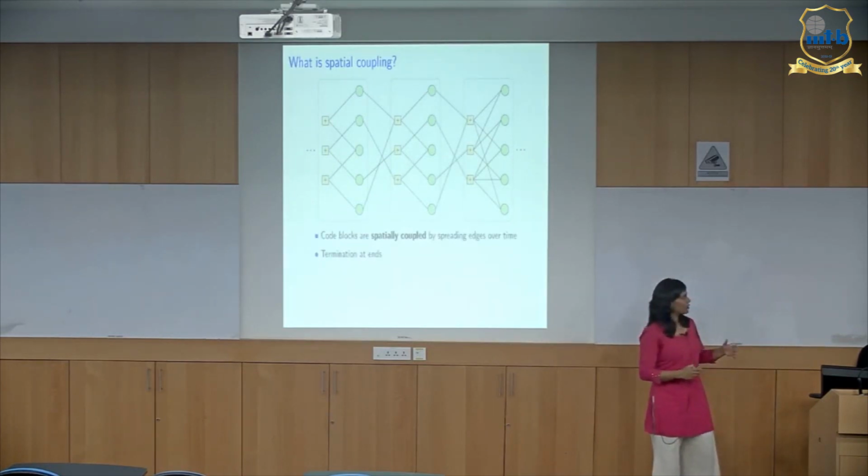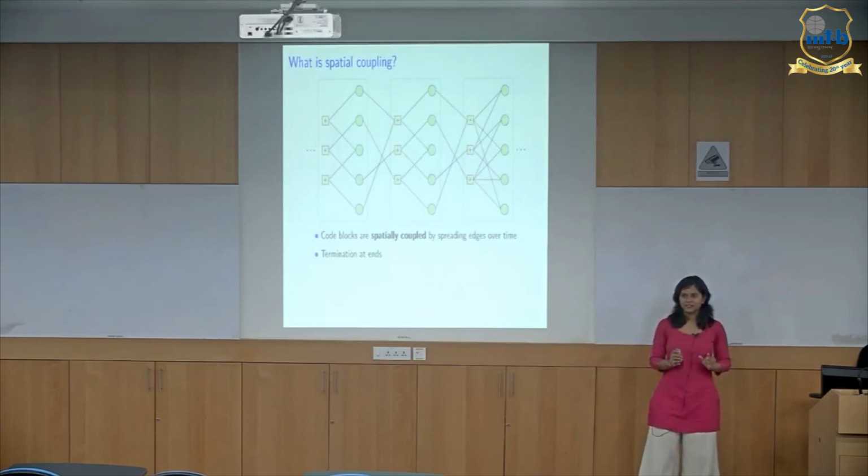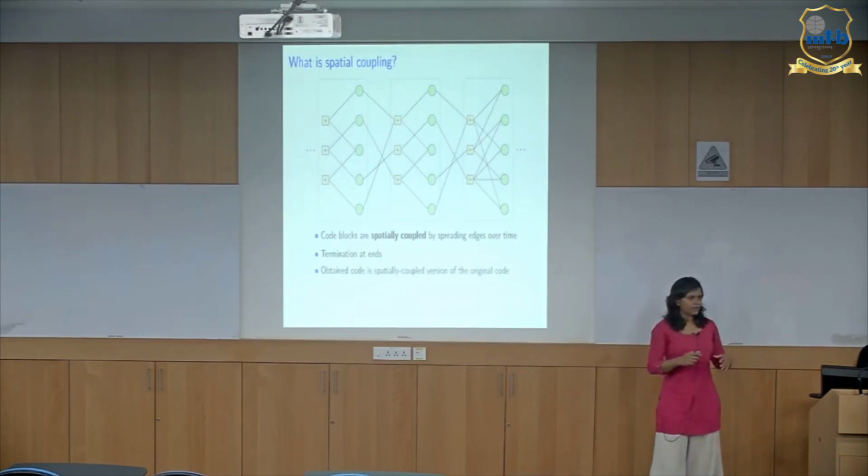Thus, these code blocks are coupled spatially by spreading edges over space. Of course, we need to take care of the termination, but that's okay. We don't need it for now. And hence, this code, which is obtained after spatial coupling, is called the spatially coupled version of the original code.